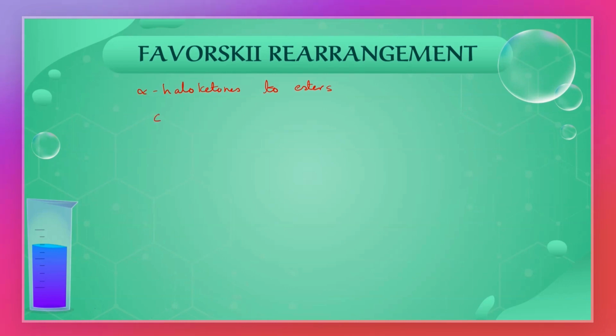For example, if I take CH3 C double bond O CH2 Br to CH3 CH2 C double bond O OEt, that is in presence of sodium ethoxide, which will act as a base. We also need a proton source. For that we have taken ethanol. So basically Favorskii rearrangement is conversion of alpha haloketones to esters.